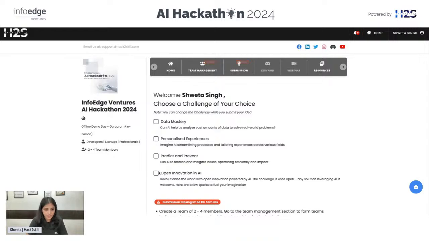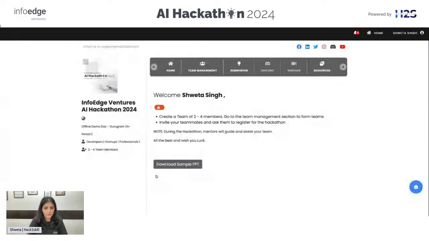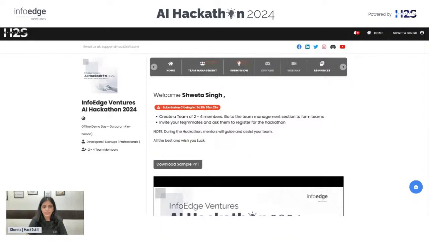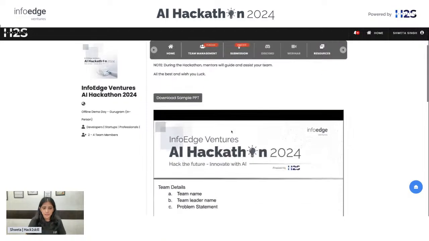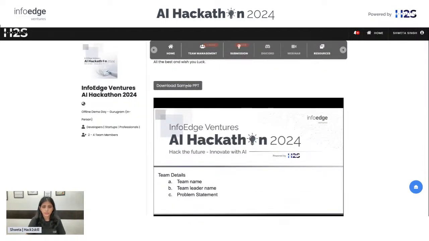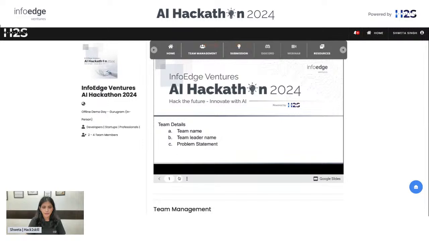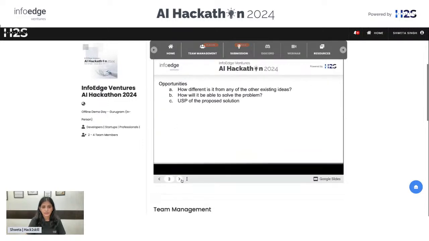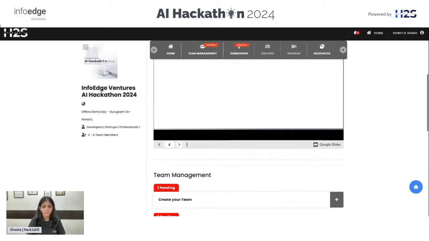For example, I have selected open innovation in AI. Once I select that, this is where I land. Here, the next step is that you have to create a team of 2 to 4 members. If you are a solo team member until now, since solo participation is not allowed, make sure that you invite at least one of your friends to join you so that you can form a team of at least 2 members. Next, here you can download the sample PPT, which will include many details, for example, a brief about the idea, the opportunities, list of features, and so on.